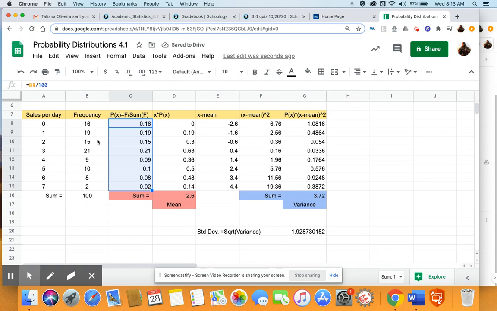Okay, so we know that there's a 16% chance that employees will make 0 sales per day. There's a 9% chance they'll make 4 sales per day. And that's what that column tells us.